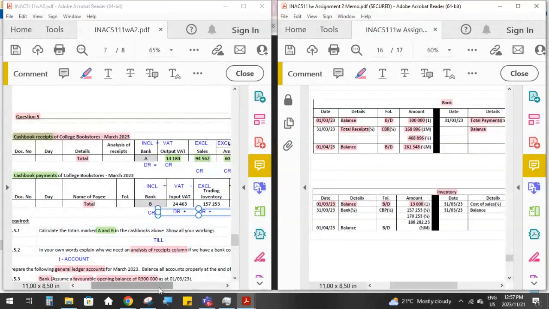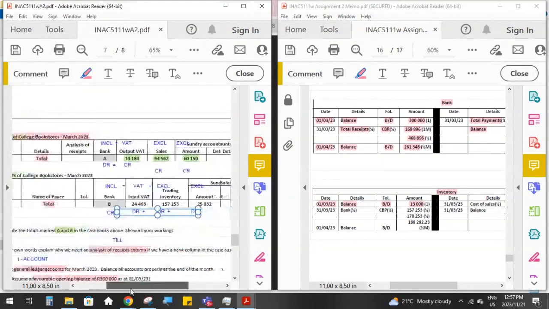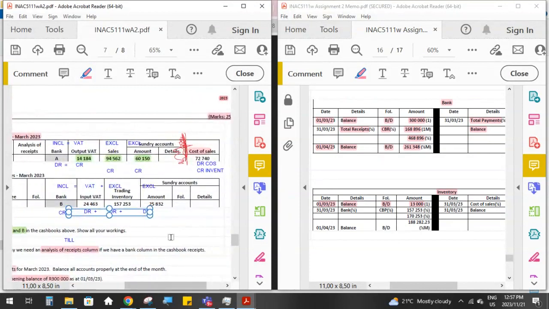Then we go over here to cash book receipts. Where will I find my transaction for inventory in cash book receipts? Remember, cash book receipts is where I record my sales. When I record a sale and I'm doing the perpetual inventory system, I've got this column headed cost of sales where I'm going to debit cost of sales and credit inventory. So I know that the 72,740 over there, debit cost of sales, credit inventory.